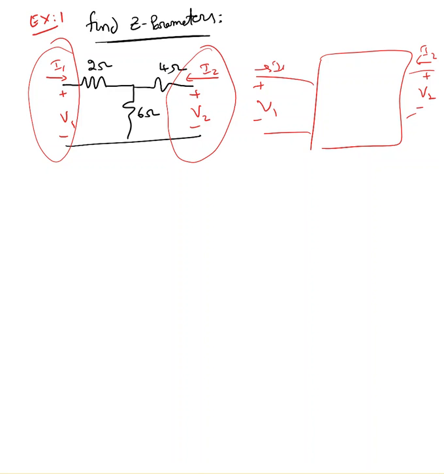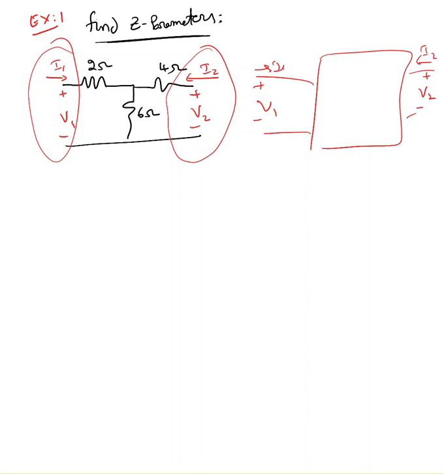For sure, at the end, you will end up with I2 as a negative number. But our goal is not finding I2 or V2. Our goal is finding these parameters. What are the Z parameters? How is it helpful? I'll talk about it at the end of this example.